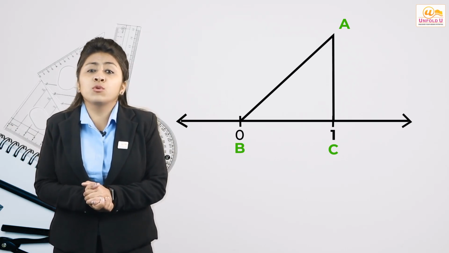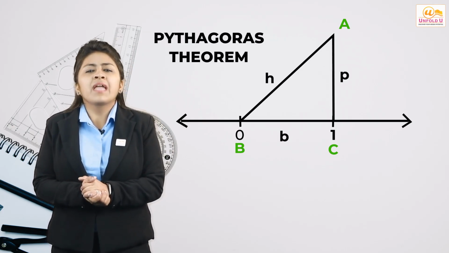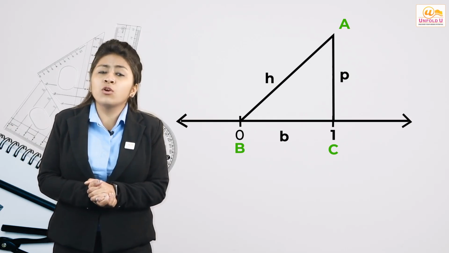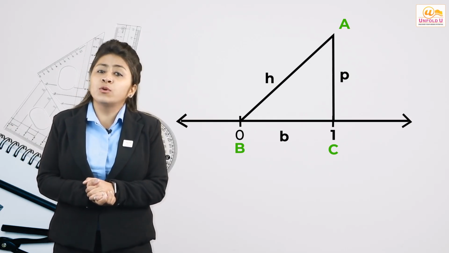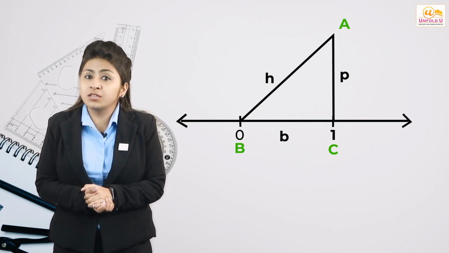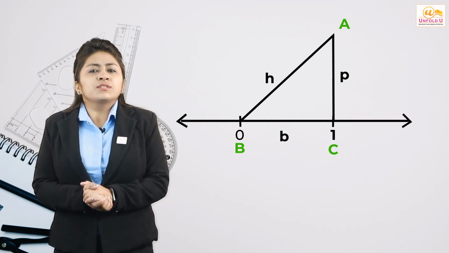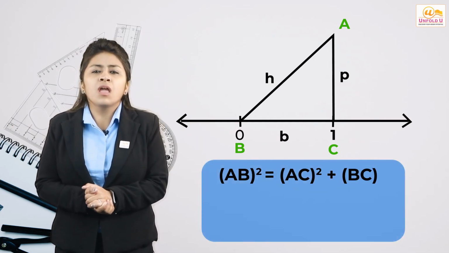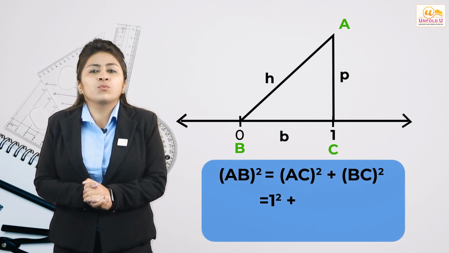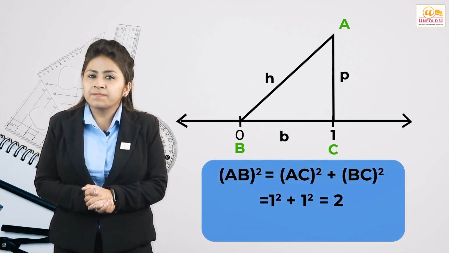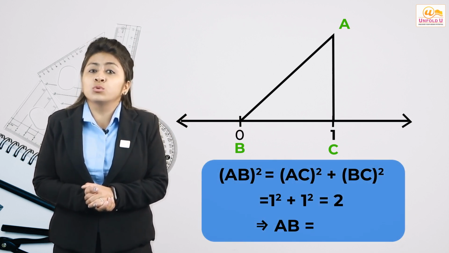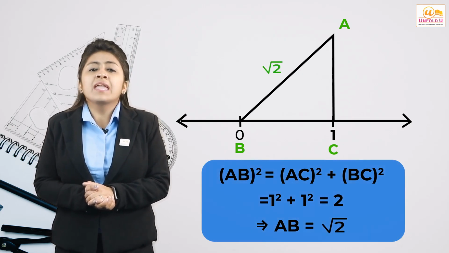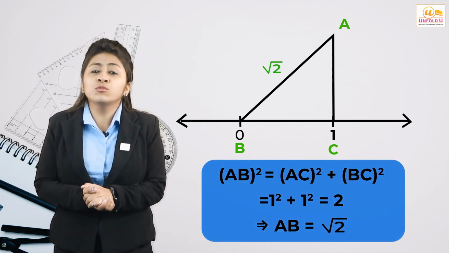We will make use of the Pythagoras theorem here. This theorem states that in a right angle triangle, the square of the hypotenuse is equal to the sum of the squares of the other two sides. So we have AB square is equal to AC square plus BC square, which is equal to 1 square plus 1 square, which equals 2. So AB is equal to root 2. That is, the hypotenuse is equal to root 2. Yay! We have found the number root 2.